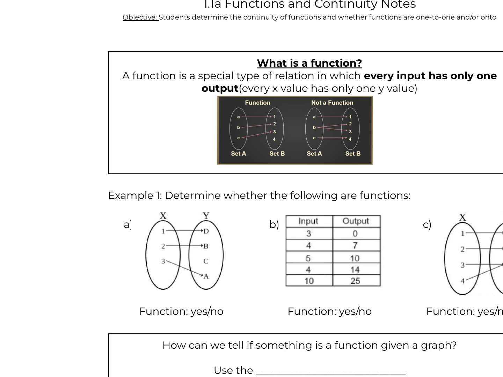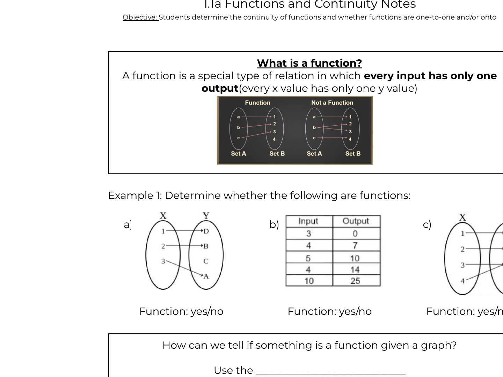So because the little a maps to a 1, the little b maps to a 2, and the little c maps to a 3, it doesn't matter that nothing maps to a 4. All that matters is that each letter only has one arrow coming from it. So that is a function.